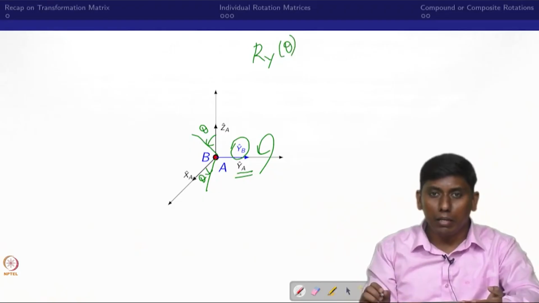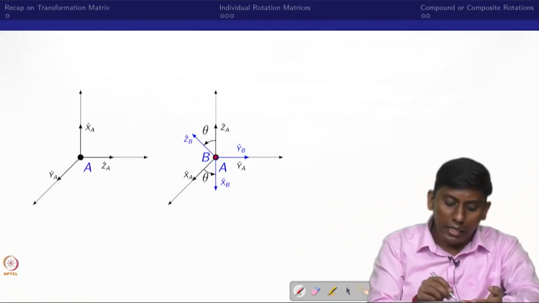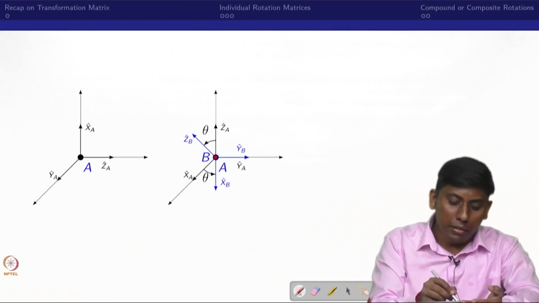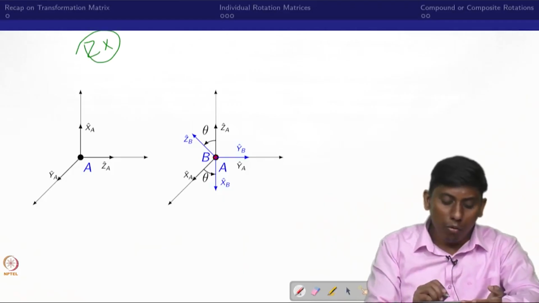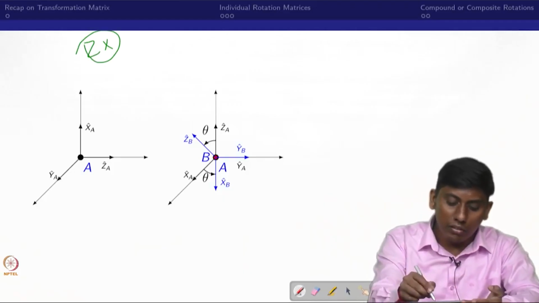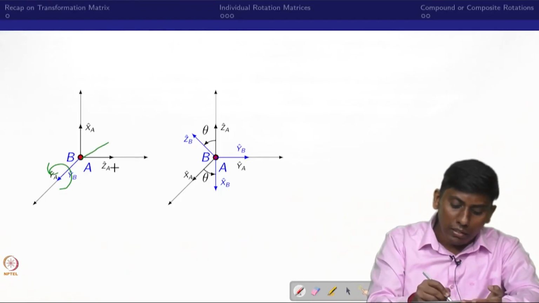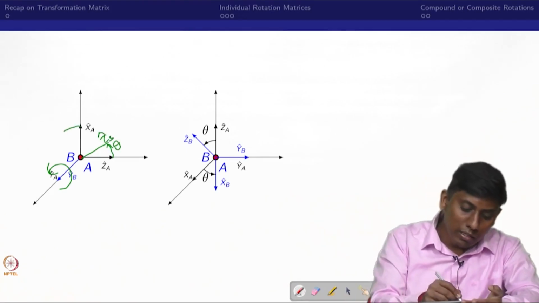For better clarity, we are taking YA as coming out of the screen, so the ZX plane can be seen on the board. This coincides with the YB cap. Now you are rotating with respect to this, so ZA moved to ZB cap. This is what we call the theta angle. Similarly, this is also rotated by a theta angle, right?